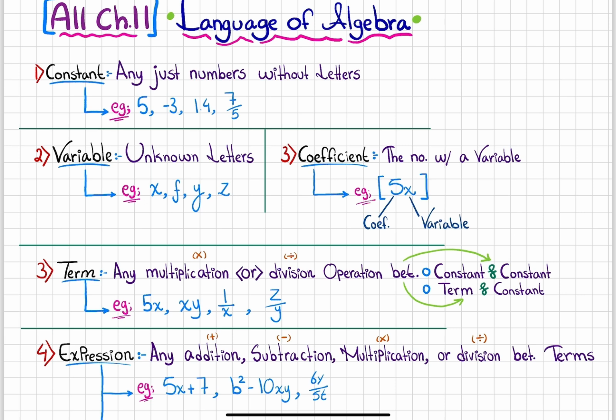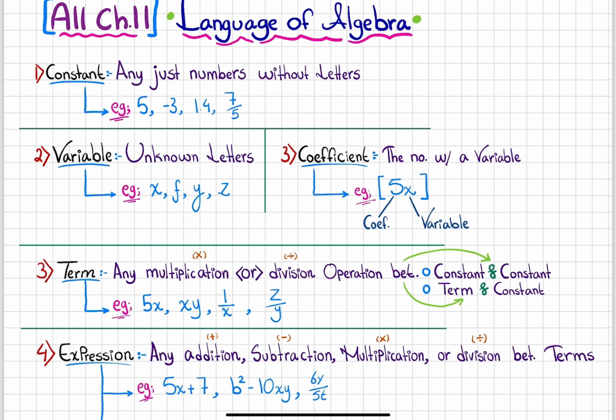Constants are just numbers without letters. So a constant is just a number. A variable is any unknown letter, like x, y, z. They are letters that have a number value, but you have to find it.